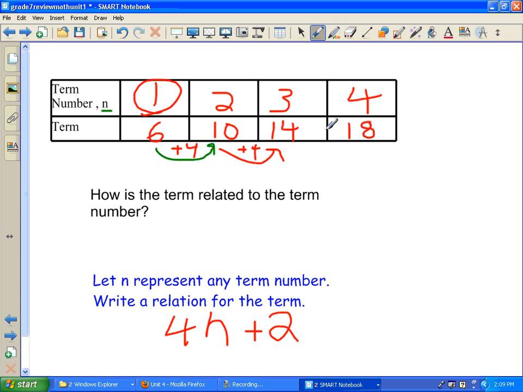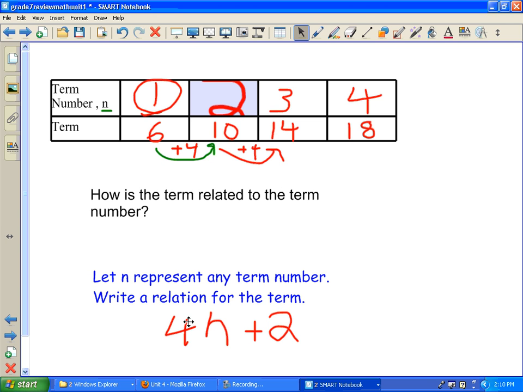Let's test it by taking another one of our terms and seeing if it works. Let's put 2 in for n. So 4 times 2 is 8, plus 2 more is going to give you 10. So it works out nicely. So that's how you decide or write an equation, or sorry, not an equation, a relation for every bit of data you have up there in your box.